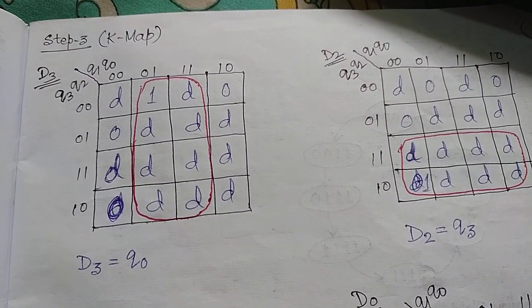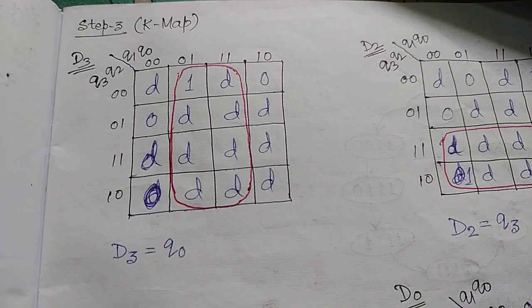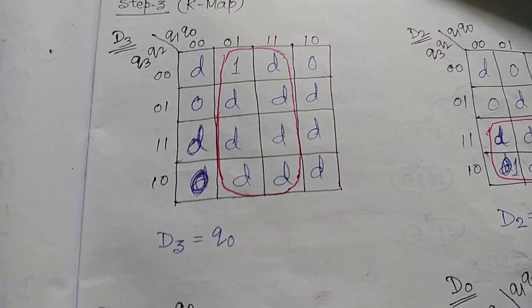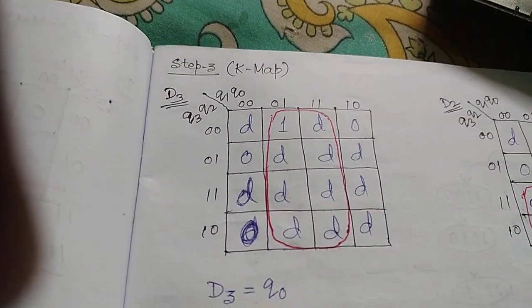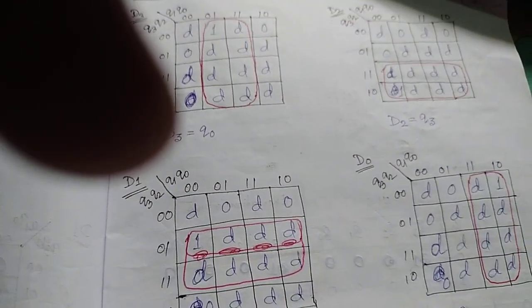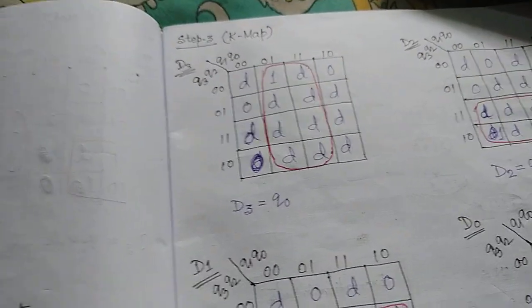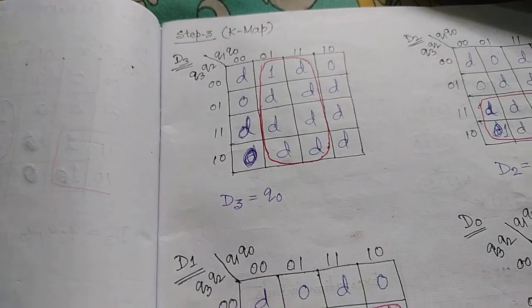Now here we go. The next step, step 3, is the K-map. I will make you understand only one K-map, because we have to solve 4 K-maps, as it is a 4-bit ring counter.